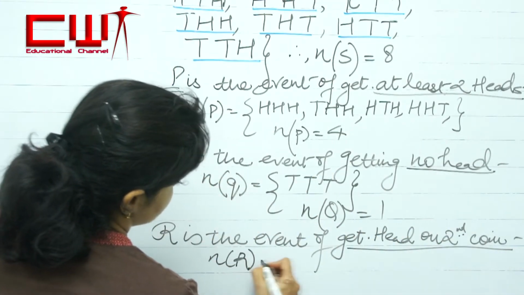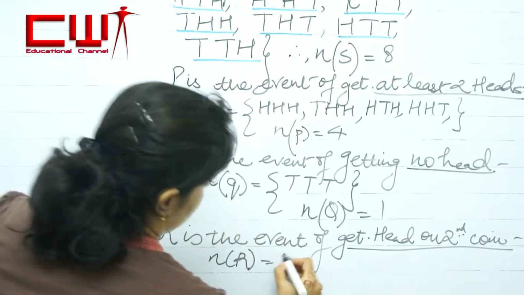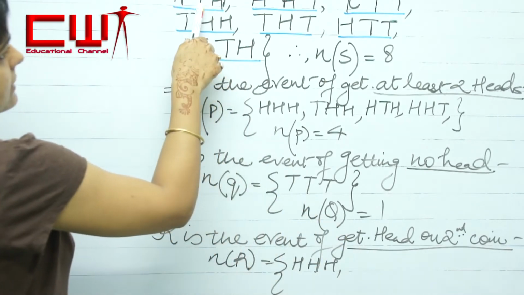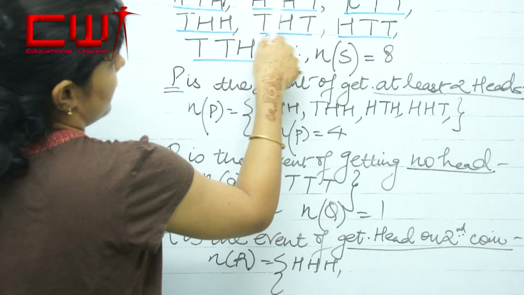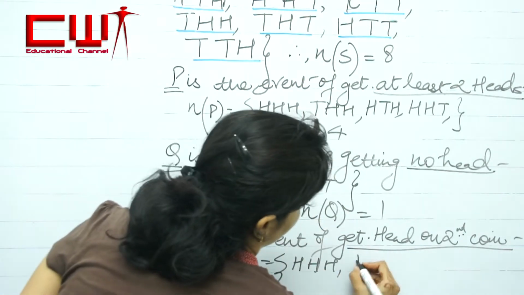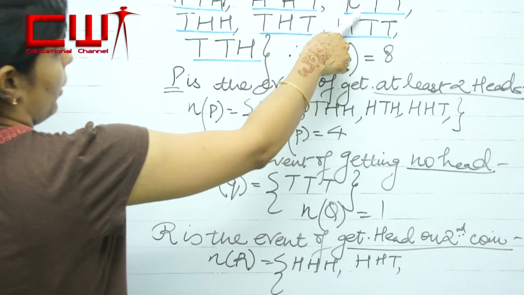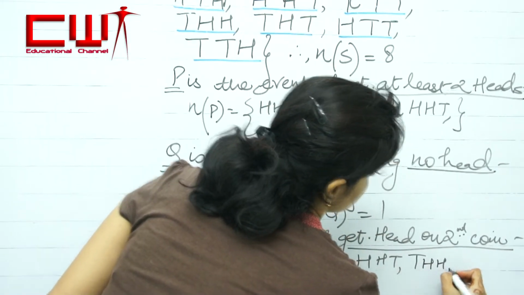N of R. You have head on the second coin? Yes. So you write that, H, H, H. You have head on the second coin? No, the second coin is tail. No to this one. H, H, T. Head on the second coin? Yes, write that. T, H, H.